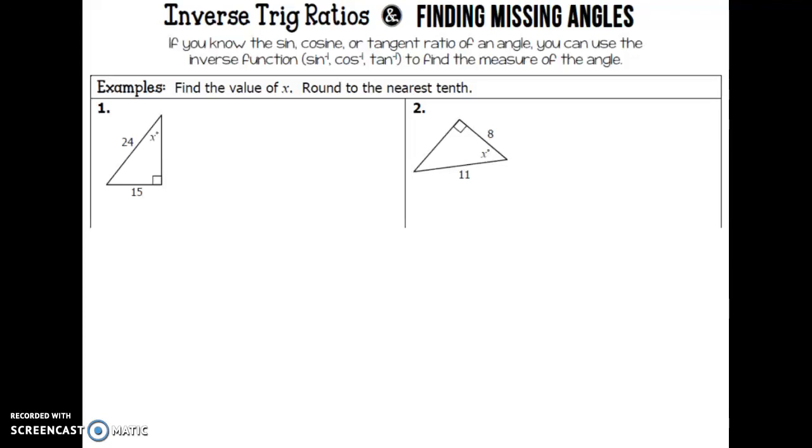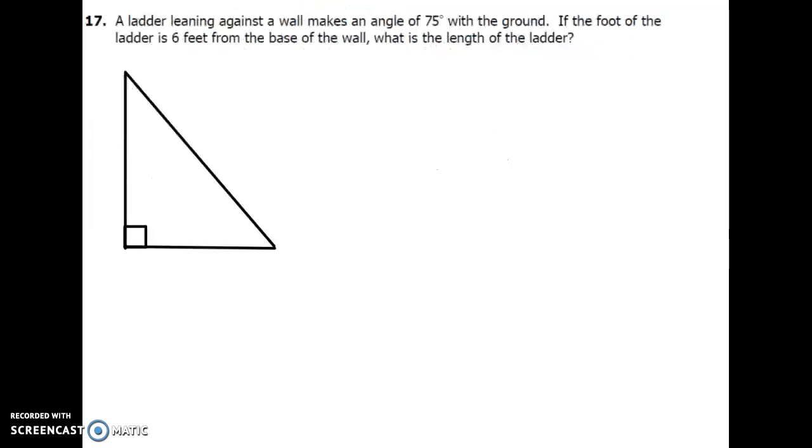Hello everyone. Today we will be doing the inverse trig ratios, and that is actually how we find our missing angles. So grab this sheet and flip over to the back, and we are going to start off with number 17. And number 17 is just a review of what we did in class before.